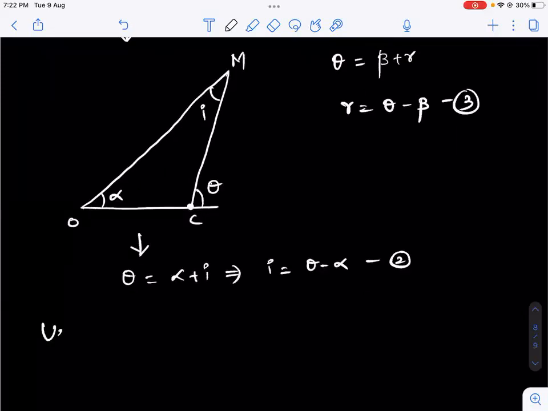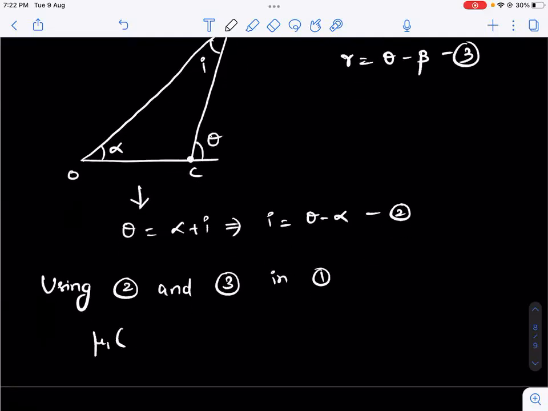Using 2 and 3 in 1, I'll get mu1 into I is what? Theta minus alpha is equal to mu2 into theta minus beta. Can I say this? Let me call this as equation number 4.